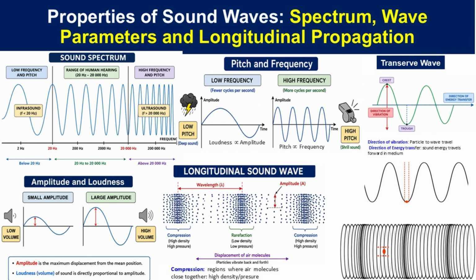In a compression region, the particles are closer together, so pressure and density are high. In a rarefaction region, the particles are farther apart, so pressure and density are low. The wavelength, lambda, is the distance between two successive compressions or two successive rarefactions. Therefore, in sonar, sound propagates through water as longitudinal pressure variations and returns from a target as an echo.